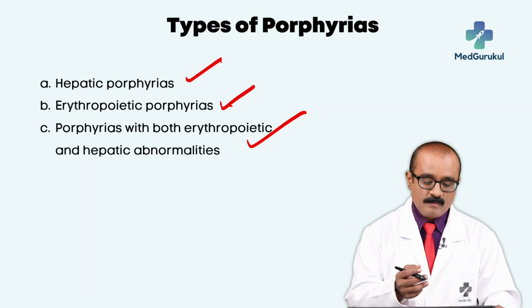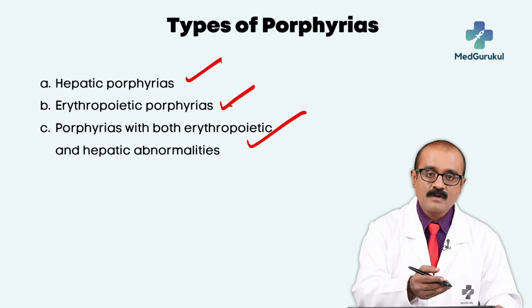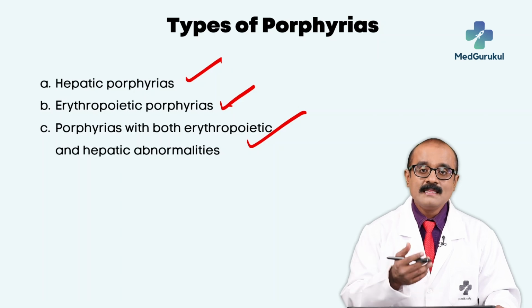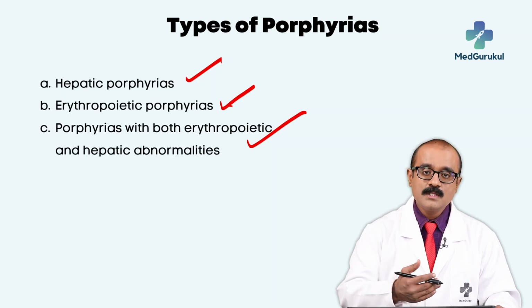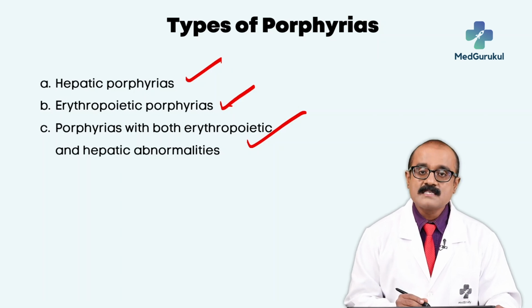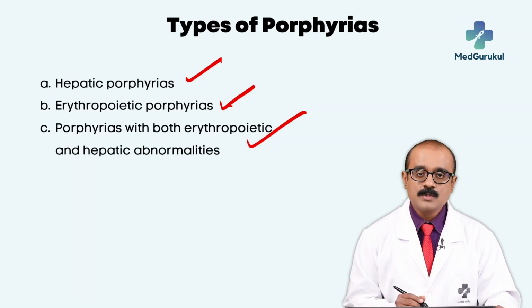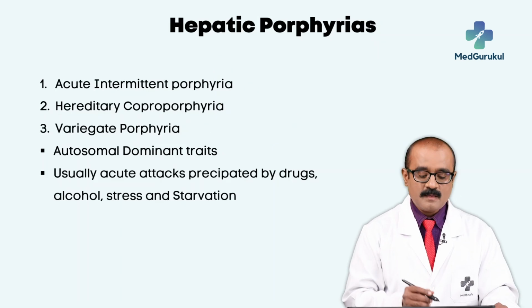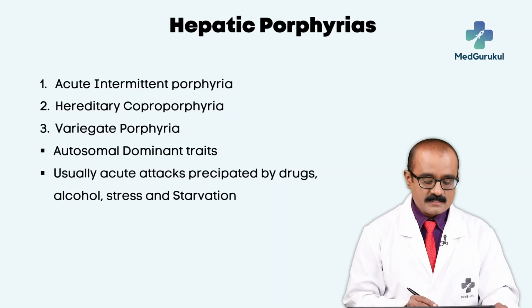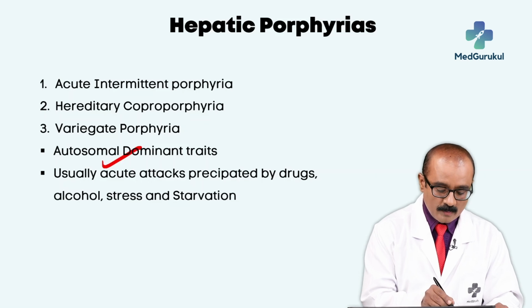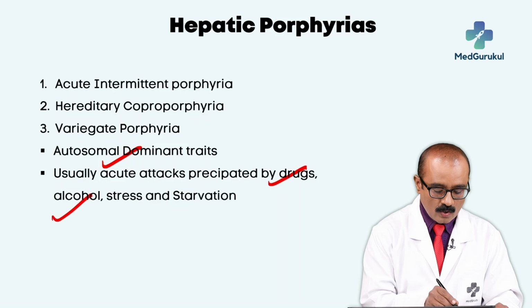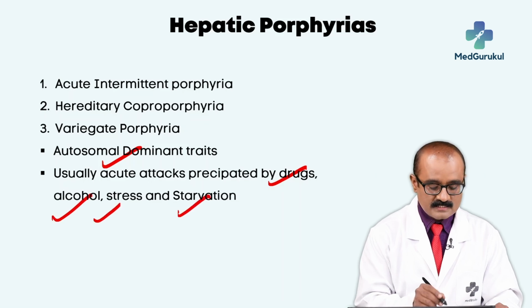Any problem with the liver is called hepatic porphyria. Any problem with the bone marrow is called erythropoietic porphyria. Some diseases have both, where the liver and the bone marrow are both involved. So we have different types. Hepatic porphyrias are usually the autosomal dominant type. The acute attack is mainly precipitated by drugs, alcohol, stress as well as starvation.